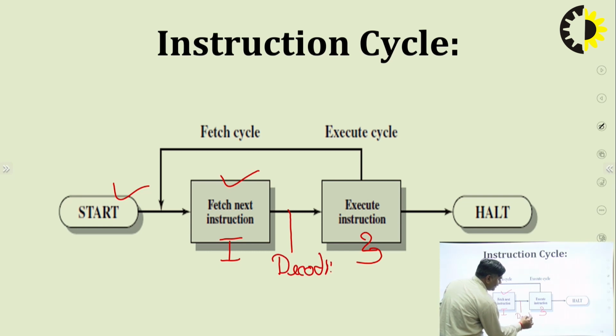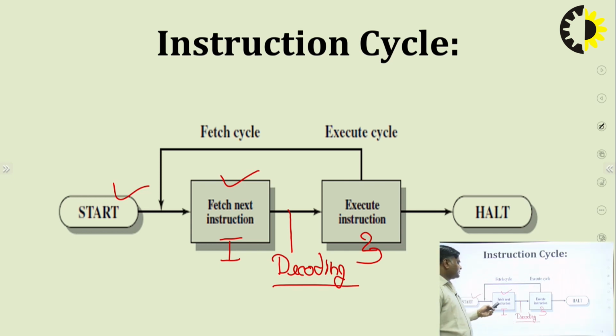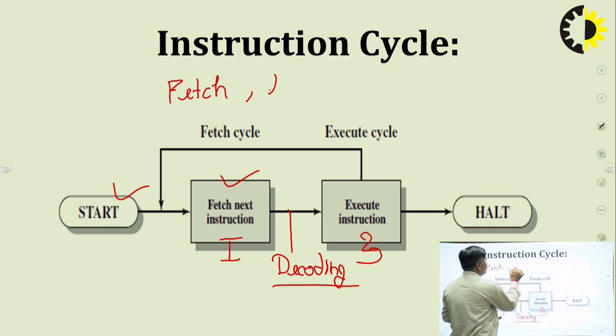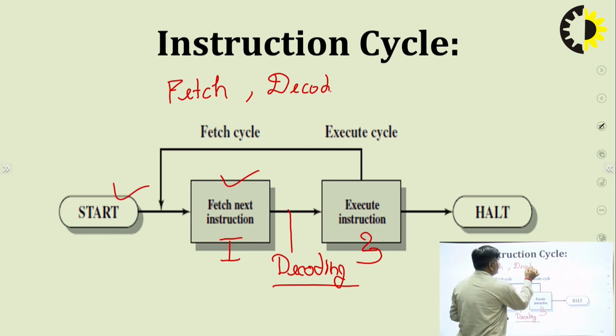In decoding, the control unit generates the control signal for the execution of the particular instruction. Also in decoding, we have to fetch the operands from the memory location to perform the operation. So we can say that there are three major parts of the instruction cycle. First is fetch the instruction. Second is decode the instruction. And third is execute the instruction.